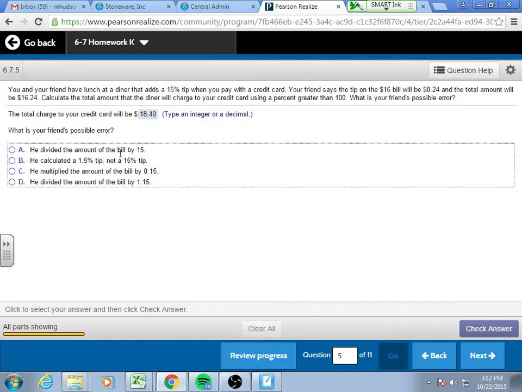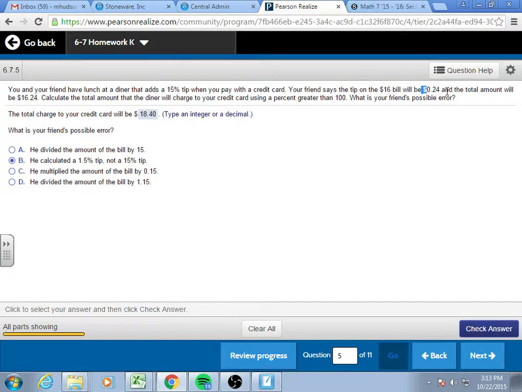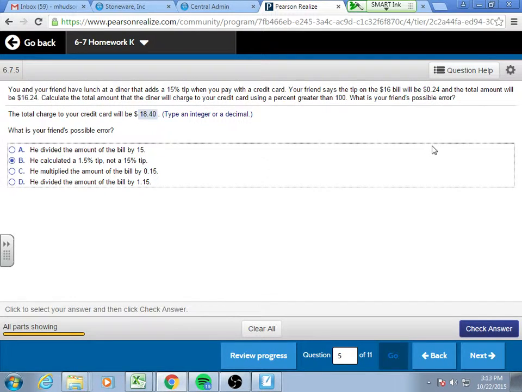He divided the amount of the bill by 15. Well, no, that'd get me a really small number. Calculated a 1.5% tip, not a 15% tip. Yeah, because we are a tenths place off. Our decimal is one location wrong. So, considering I got $2.40 and they got 0.24, that's a power of 10 off. They calculated 1.5% instead of 15%.